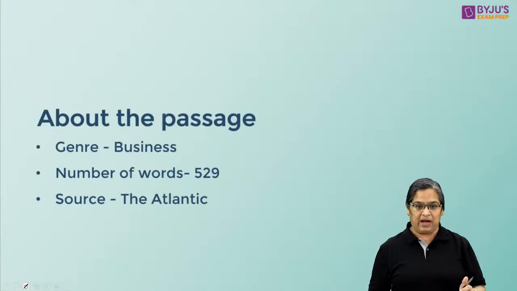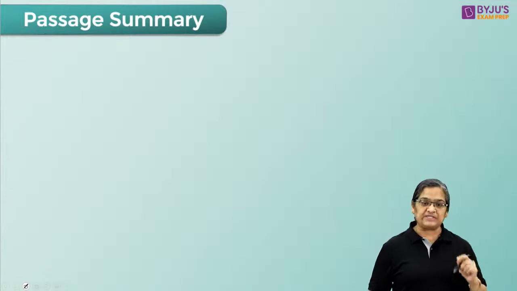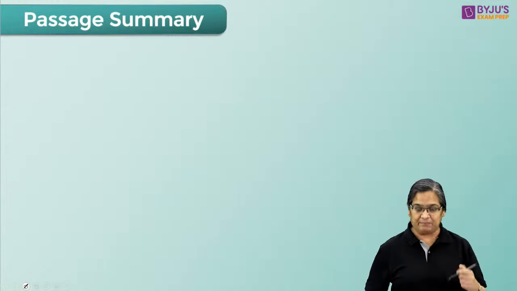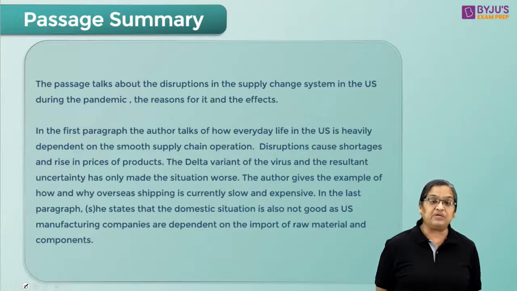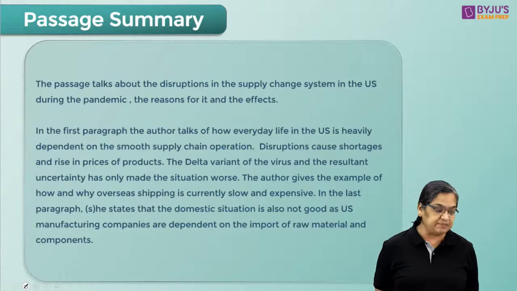And now this passage, I took it from the Atlantic, business, 529 words. You guys did it in 3 minutes. Was it that tough? No. Let's see if your summary matches my summary. What did the passage say? It talks about disruptions in the supply chain system in the US during the pandemic, the reasons for it and its effects. You're with me so far?